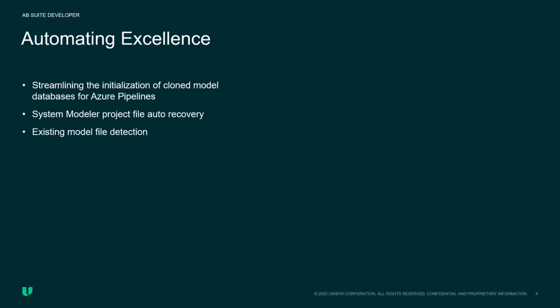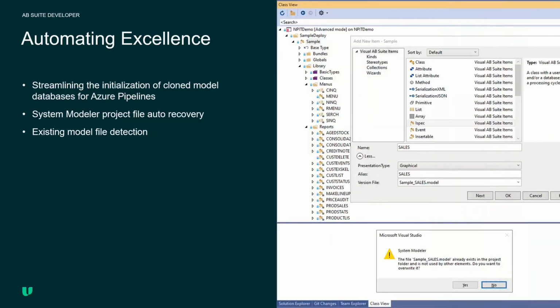AB Suite 9.0 has a new feature that detects unused model files in the local workspace when you add a new item. This can prevent potential issues caused by these files. If an unused model file is found, a warning dialog will appear. As shown in the screenshot, you can choose to override the file or use a different one. However, if you decide to override it, make sure you back up the file first. This way, you can avoid losing any important data.